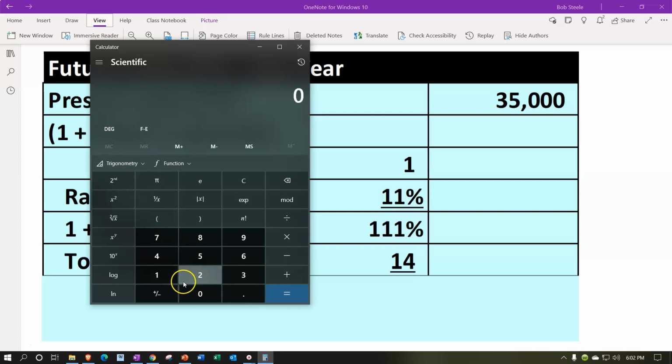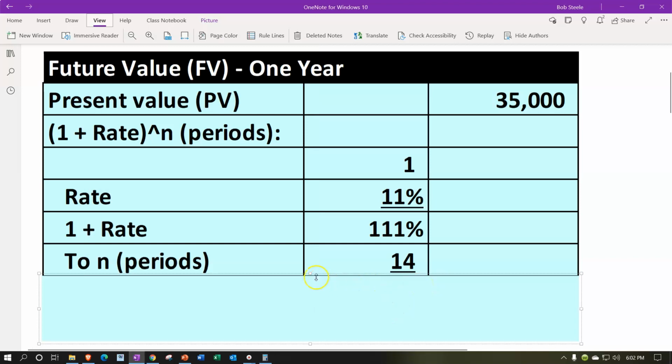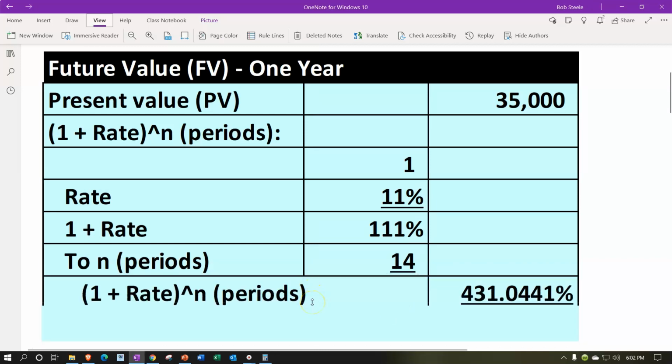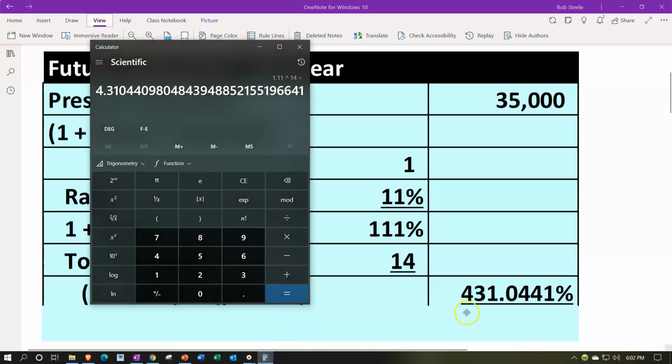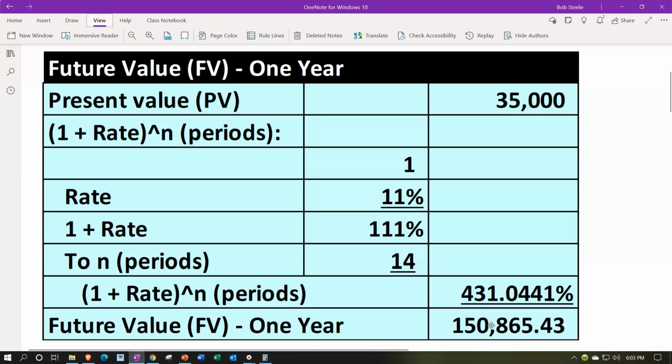And so I'm going to do this again. This is going to be the 1.11, and then I'm going to bring this up to the caret up top and 14, and that's going to give us about 4.31044. So there's the 4.31044. It's in percentage format down here. Move the decimal 2 places over. Be careful on how you're utilizing percentages and decimals as you go back and forth between the two.